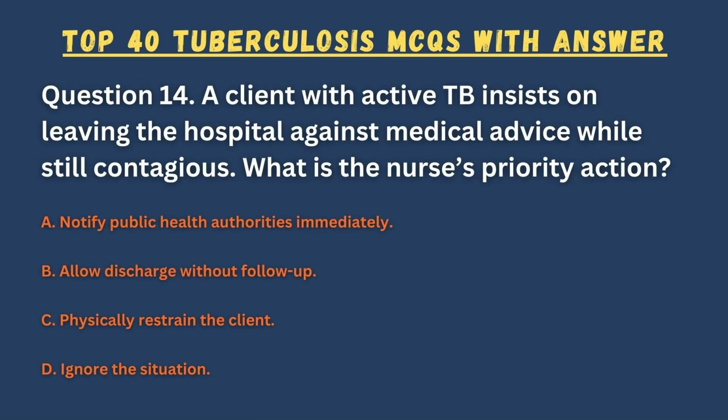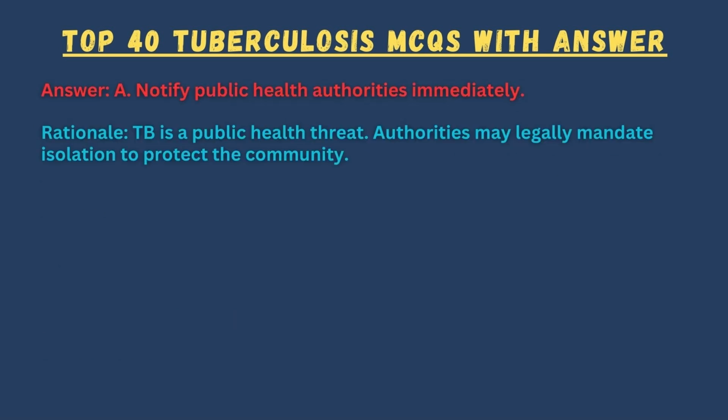Question 14. A client with active TB insists on leaving the hospital against medical advice while still contagious. What is the nurse's priority action? A. Notify public health authorities immediately. B. Allow discharge without follow-up. C. Physically restrain the client. D. Ignore the situation. Answer: A. Notify public health authorities immediately. Rationale: TB is a public health threat. Authorities may legally mandate isolation to protect the community.